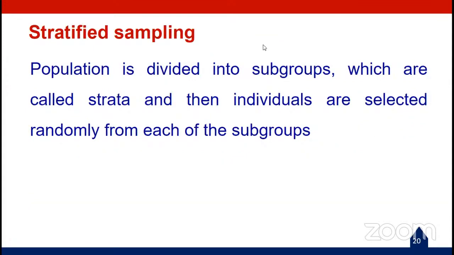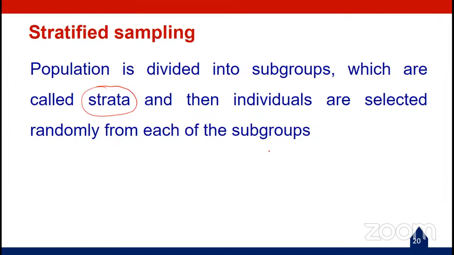So in stratified sampling, the population is divided into subgroups or subpopulations. These subpopulations are referred to as strata. We divide the population into subgroups, which are referred to as strata, and from each stratum, the individuals are selected randomly. So this is referred to as stratified sampling.